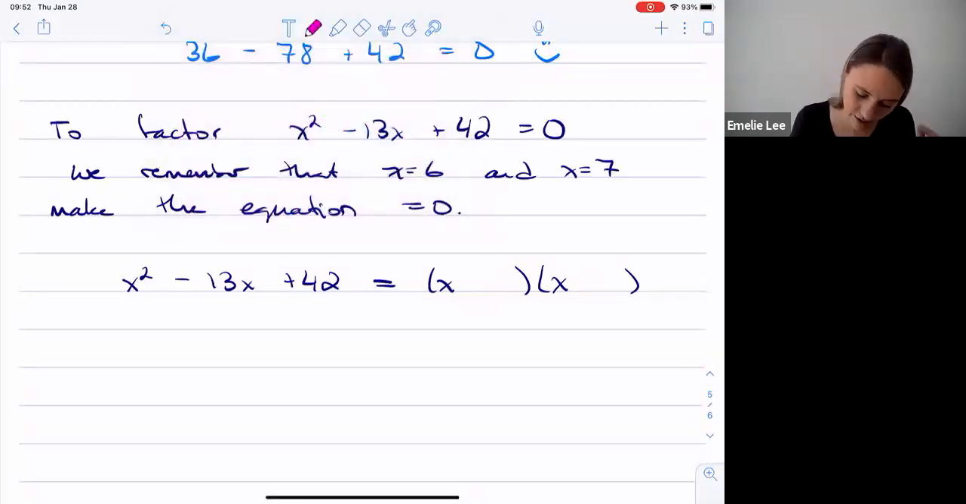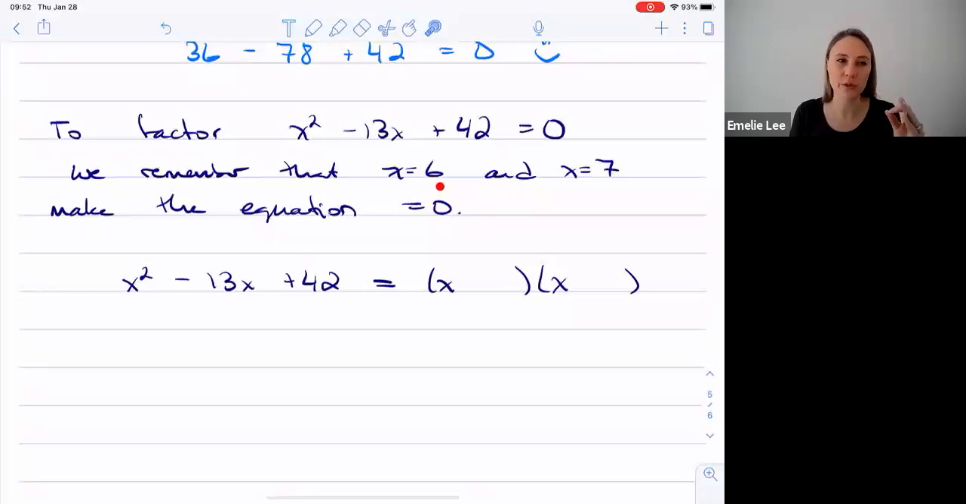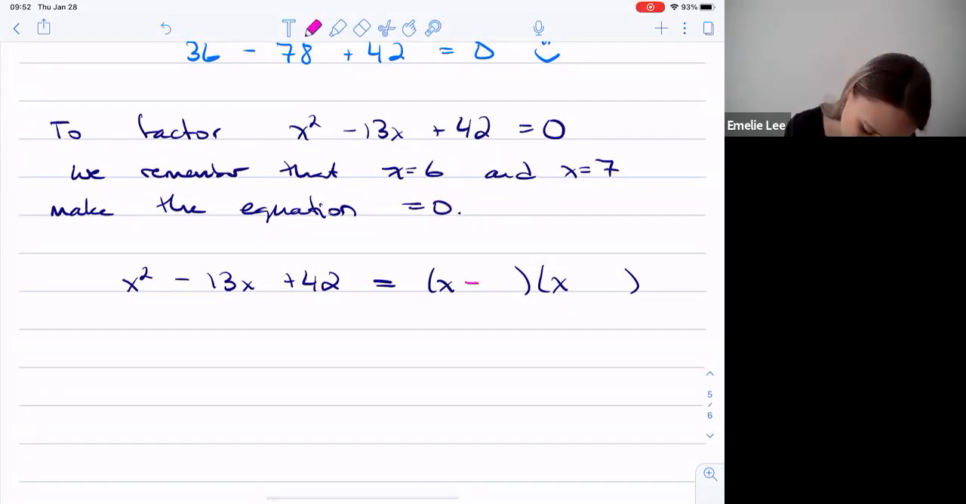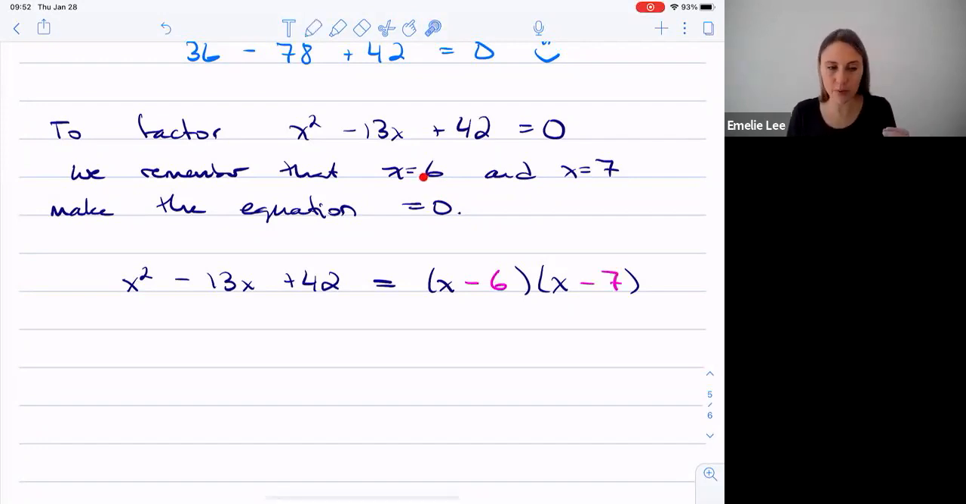Just to emphasize, if x equals 6 makes it 0, then I have x minus 6. You always do kind of the opposite of the roots, because you still want to preserve the fact that x equals 6 makes it 0. So x minus 6 and x minus 7. When I put in x equals 6, 6 minus 6 makes 0, and 7 minus 7 makes it 0. So either way, I'm going to get 0 if I plug in these roots.